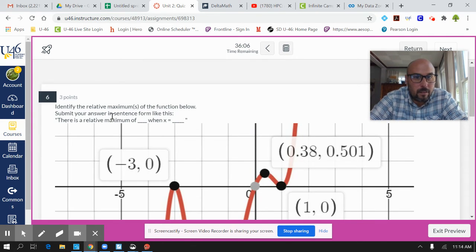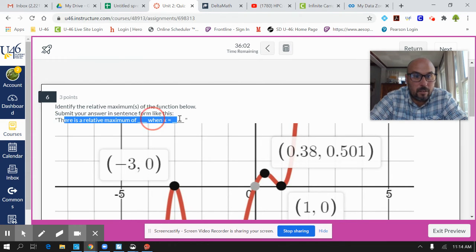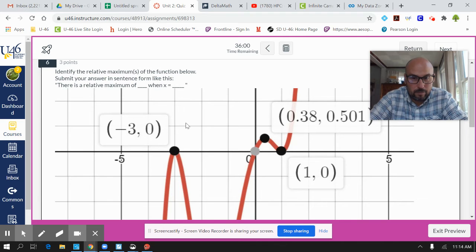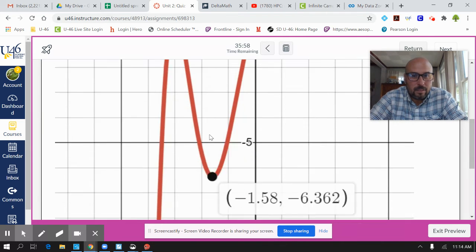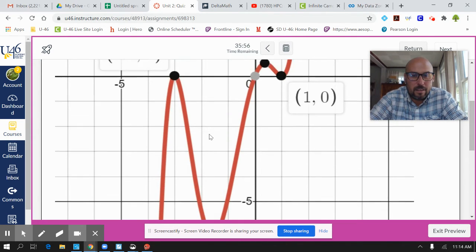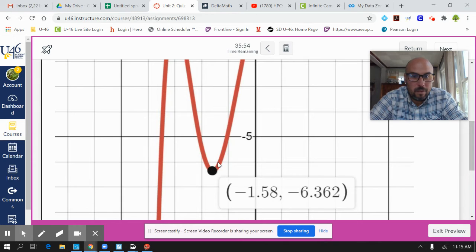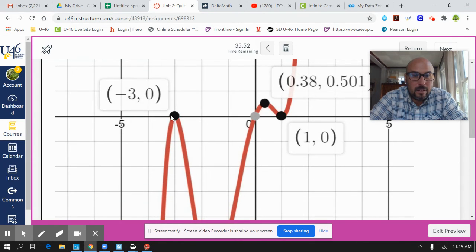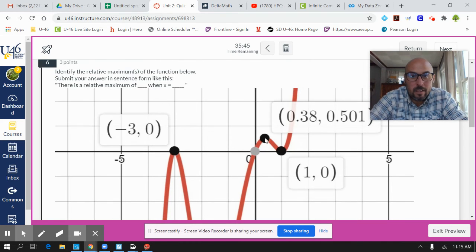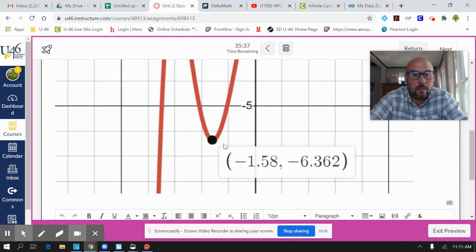What's asked here? Identify the relative maximums and submit your answer like this. Well, looking at this, this is a relative minimum. That's not what it's asking. Here's a relative maximum. The relative maximum is 0 when x is negative 3. And here's another one right here. The relative maximum is also 0.501 when x is 0.38. So there are two of them.